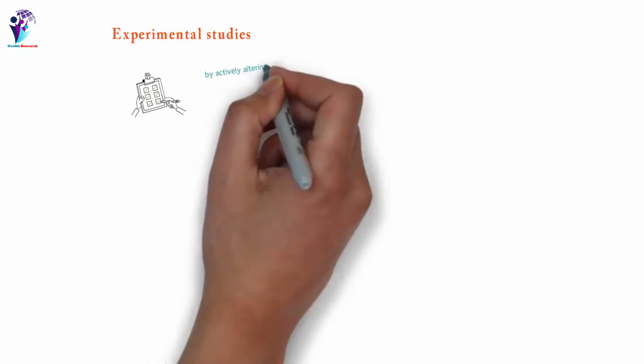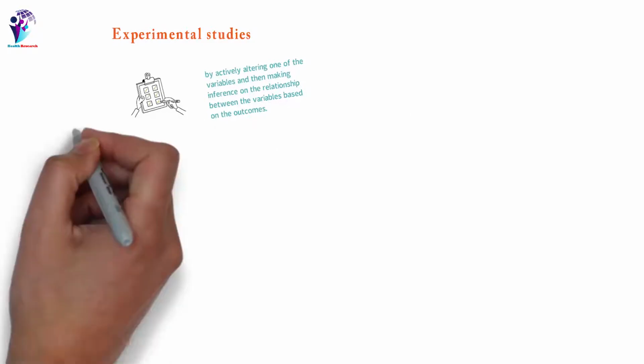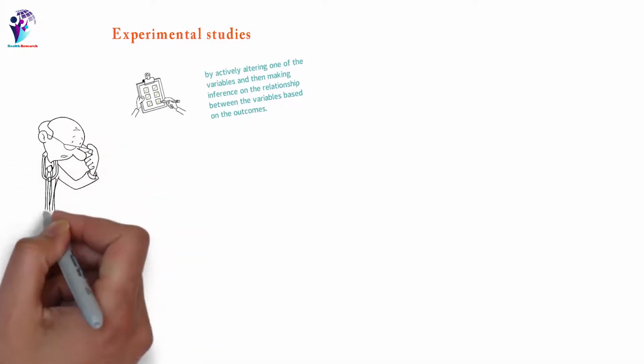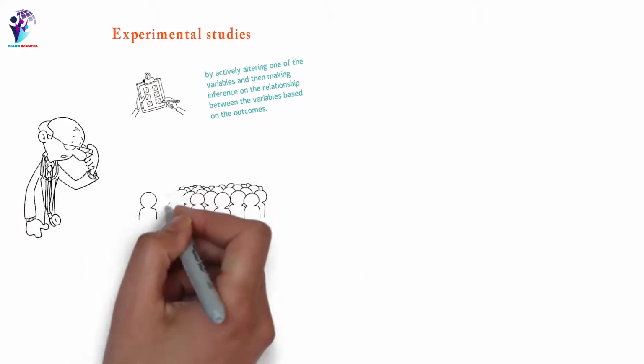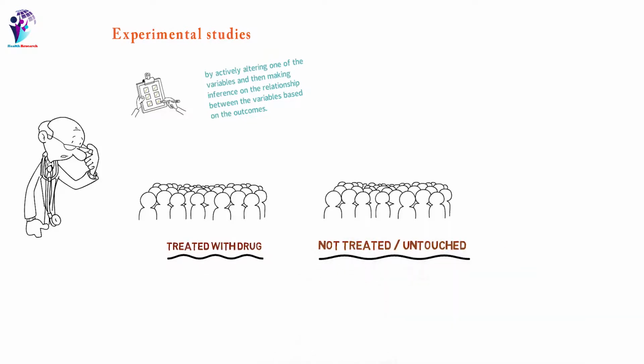Let's take a look at experimental studies, where the investigators intervene in the natural history by actively altering one of the variables and then making inference on the relationship between the variables based on the outcomes. The researcher manipulates a situation and measures the effects of the manipulation amongst two groups, one in which the intervention takes place, for example treatment with a certain drug, and another group that remains untouched.